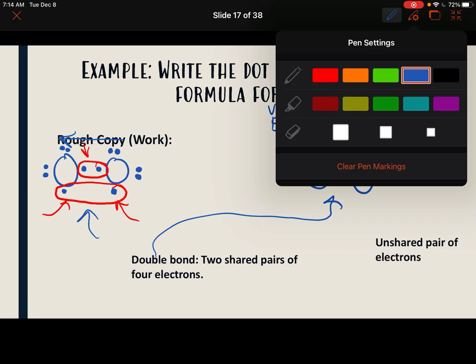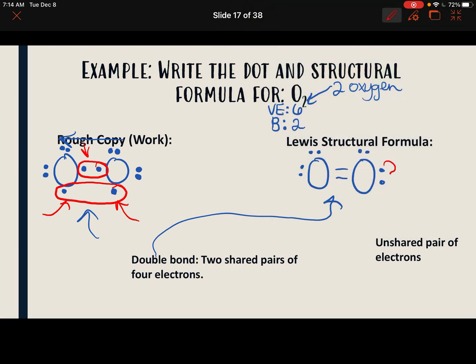Now again, I want to point out the unshared pair. An unshared pair of electrons is basically a pair of electrons that is not participating in bonding. Unshared pairs are going to be very important next class because, especially on the central atom, the atom in the middle, they are going to determine the shape of the molecule.